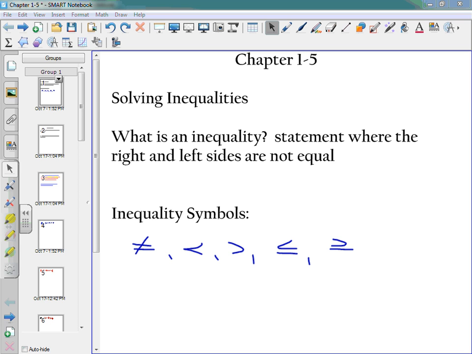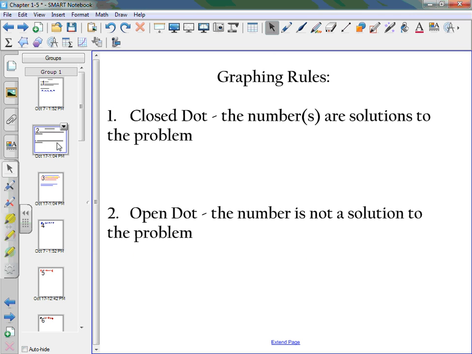Chapter 1-5, solving inequalities. What is an inequality? A statement where the right and left hand sides are not equal. Right there, that's what an inequality is. It does not have the equal sign. So if an inequality statement doesn't have an equal sign, what does it have? Not equal to, less than, strictly greater than, less than or equal to, greater than or equal to. Nothing you guys haven't seen before. You've been doing this since Algebra 1.